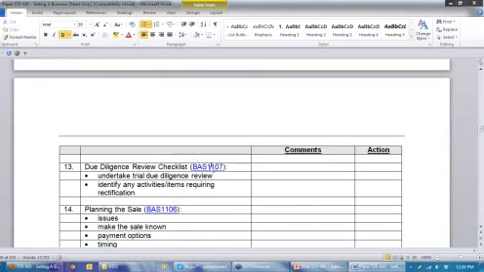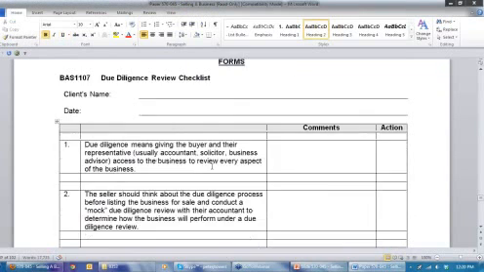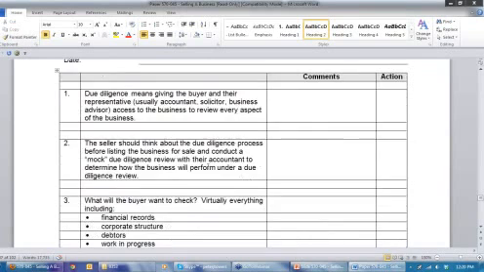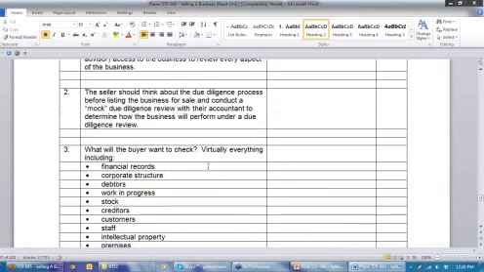The system includes a due diligence review checklist. Now this is just a due diligence on a business, forgetting a company. What's a buyer likely to want to check? We've got there virtually everything.